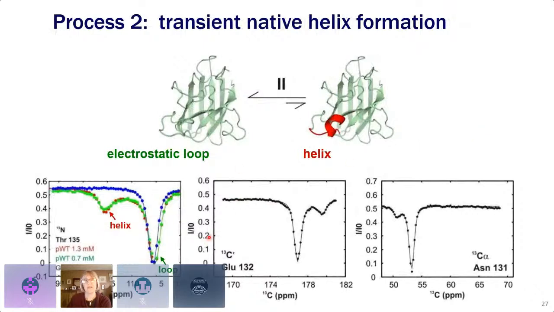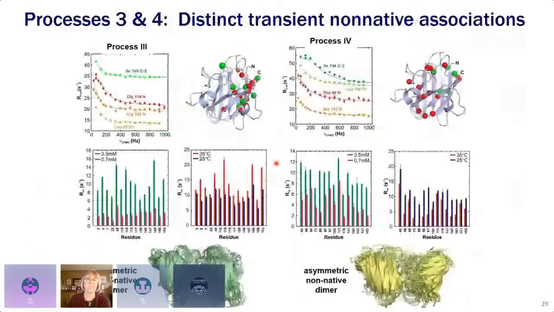We also see by these methods evidence for transient native helix formation, and this is in that electrostatic loop, loop 7, we're going to come back to. Mostly, though, that loop is not well structured. And then we see, interestingly, that though there are tendencies for the native reduced monomer to go to a more mature state, we also see non-native associations. These are mapped onto the structure here using CPMG experiments, and they show up as concentration dependent, and they have different temperature dependencies. We see two kinds of dimer: a symmetric non-native dimer and an asymmetric non-native dimer.